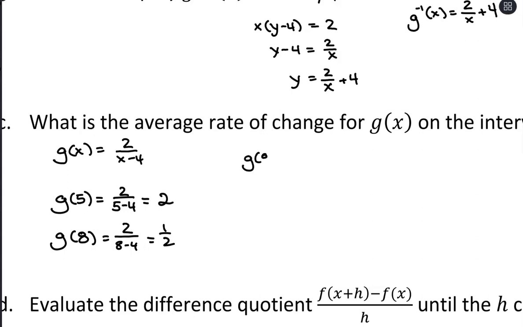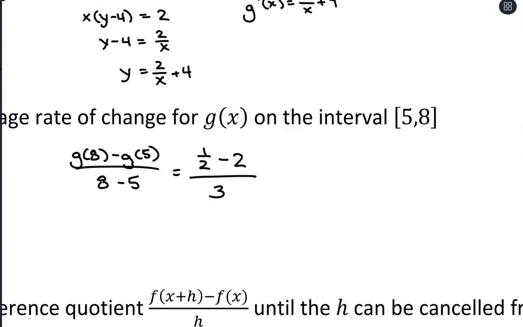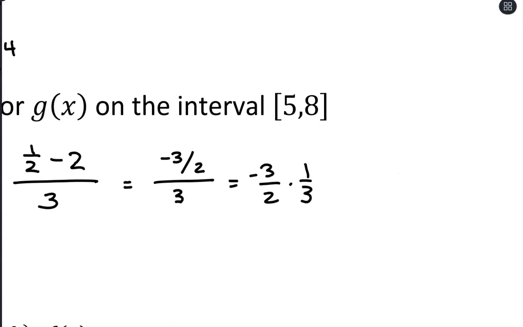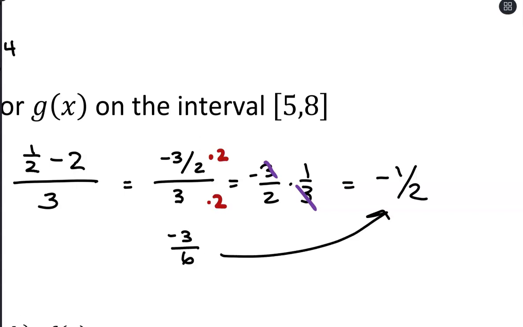So let's go g of 8 minus g of 5 over 8 minus 5. So that's going to be 1/2 minus 2 over 3. And simplifying that down, let's see, a half minus 4/2 is negative 3/2 over 3, which is the same as negative 3/2 times a third. So that'll be negative 1/2 with those 3's canceling out. You could also think of that as multiplying by 2, multiplying by 2, so you'd have negative 3 over 6, and that would get you there as well.